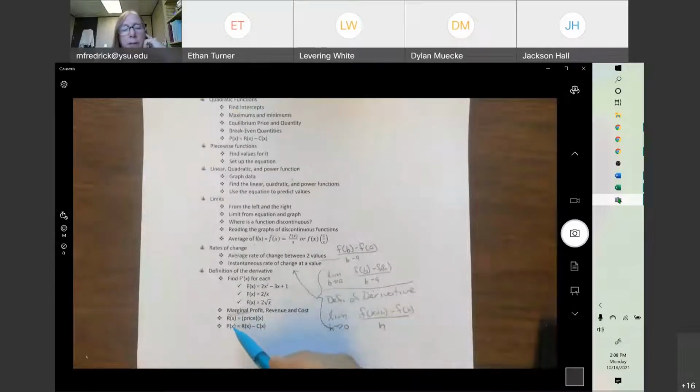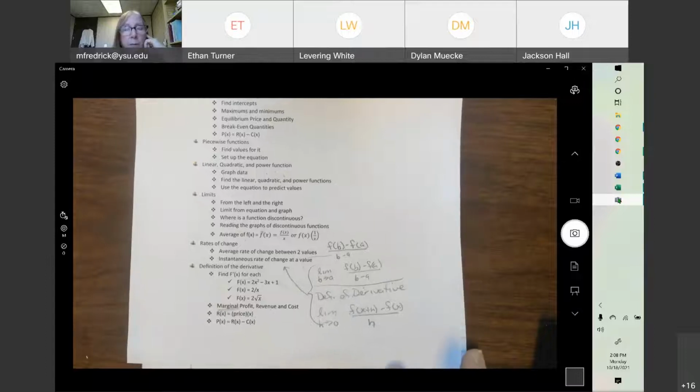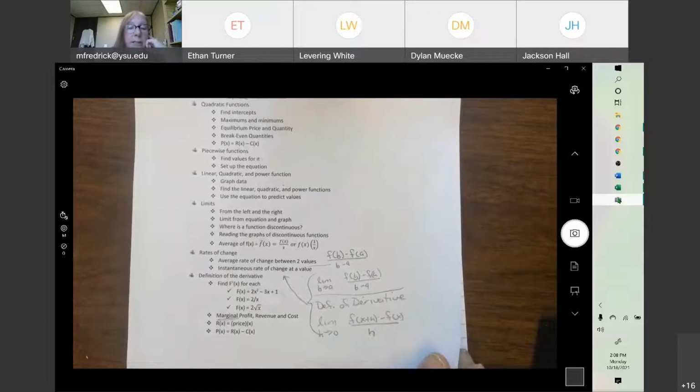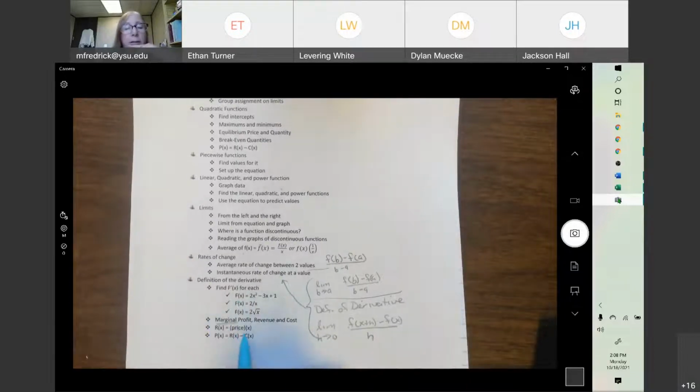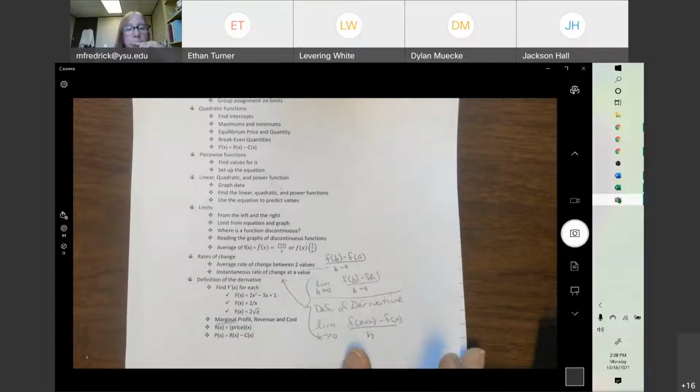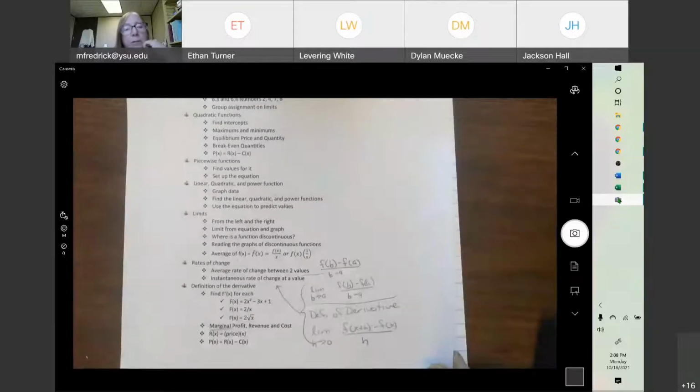And I rewrote the profit formula because it kind of goes with revenue. Revenue is your price times your quantity. And quantity is X unless it states otherwise, but for this test, it's just X. Any questions so far?